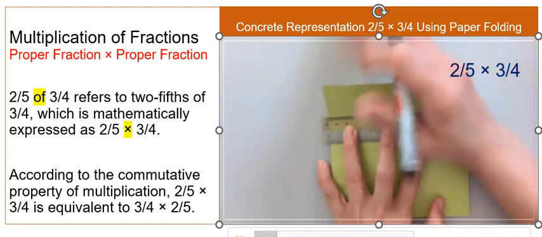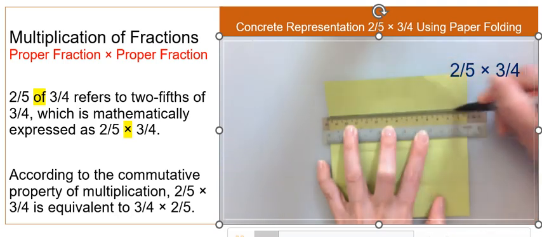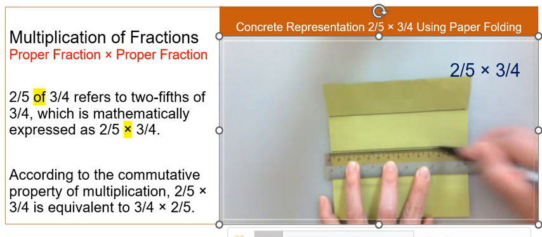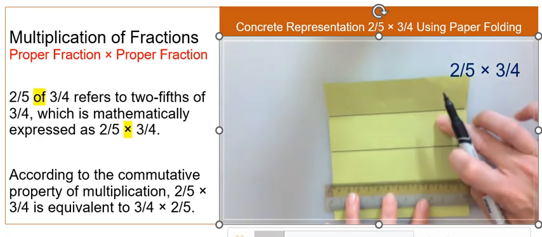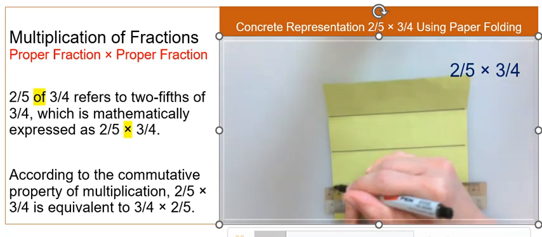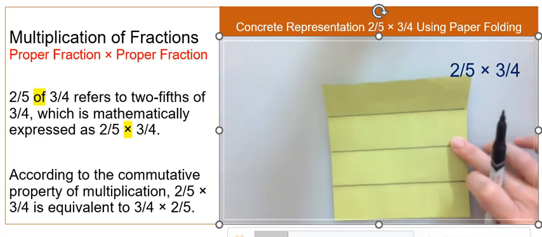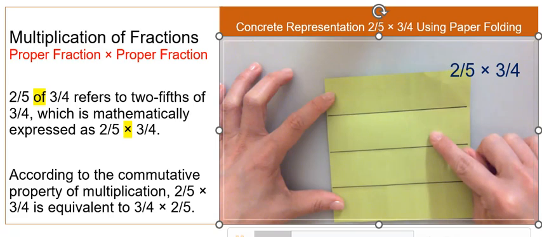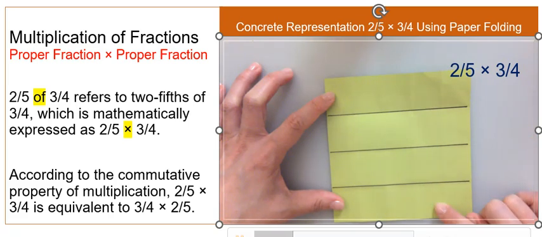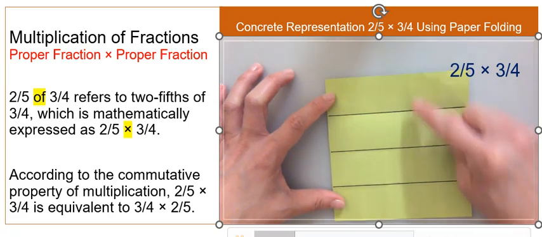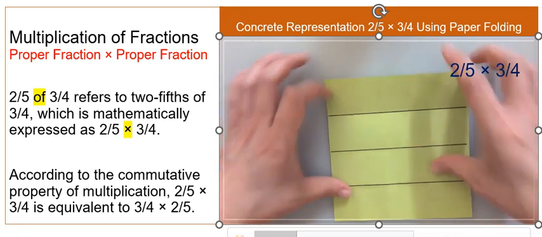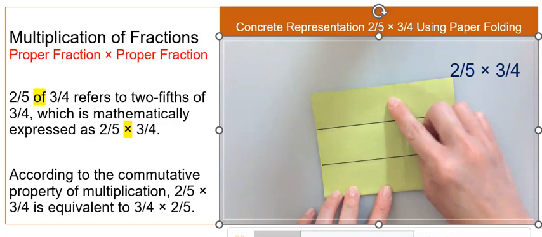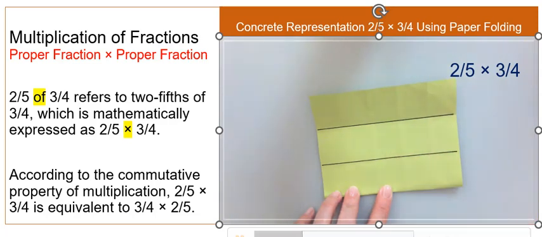Using a marker, we're going to draw lines to divide this paper into 4 equal parts. And so now we're going to use this paper to represent 3 out of 4. This is 3 out of 4.